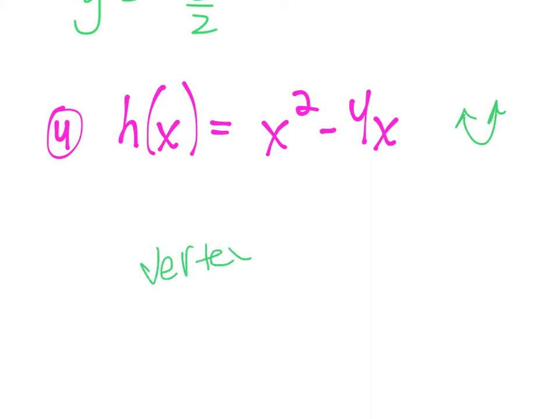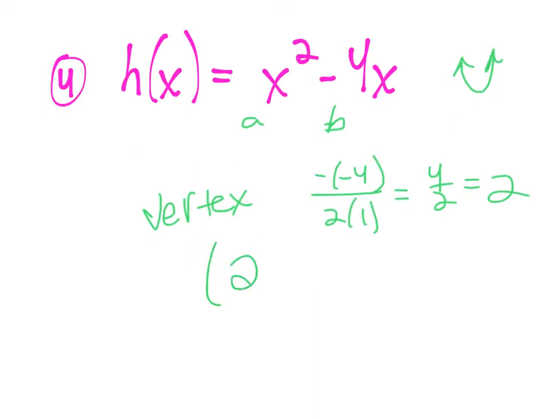How do you find the vertex? Negative B over 2A. So here's my B. Here's my A, right? Is there a C here? No? Who cares? So I have negative -4 over 2 times 1. So 4 over 2 gives me 2. So my vertex is at 2 comma something. How do I find the something? Plug it in. Plug 2 in.